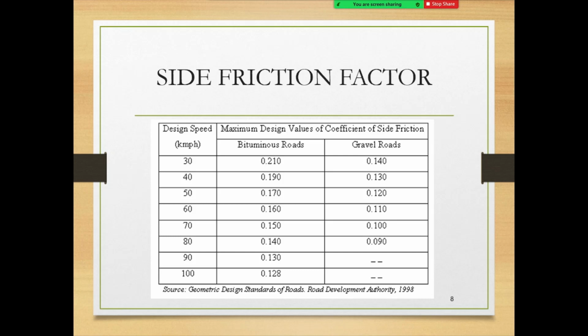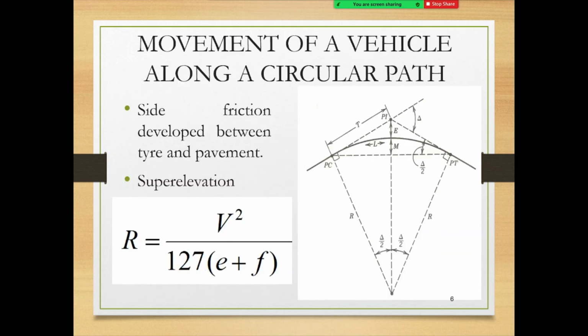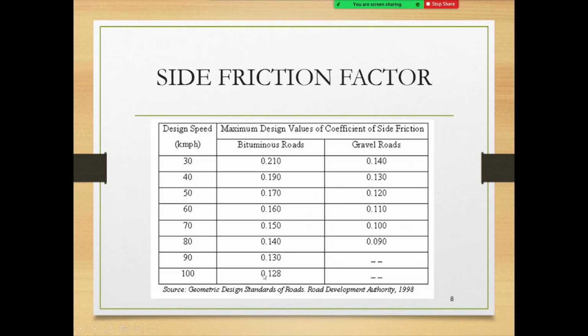That is simple F or mu. What is simple F? That is a friction factor. Usually in physics, you use it as mu, but in highway engineering, we use it as F, simple F. And these are the values for these friction factors.